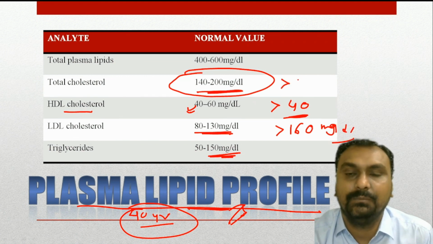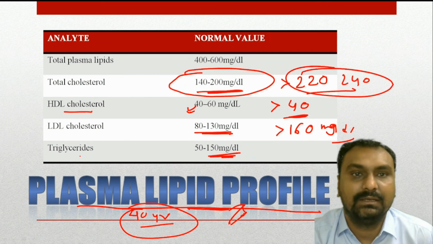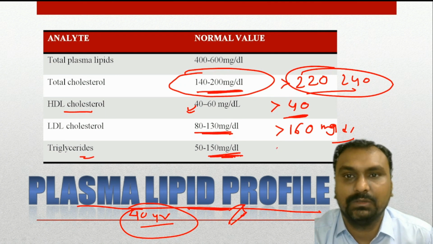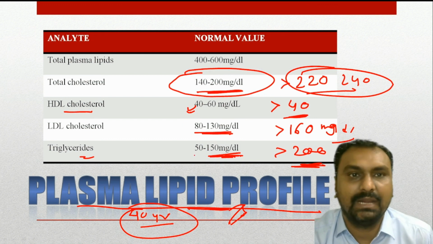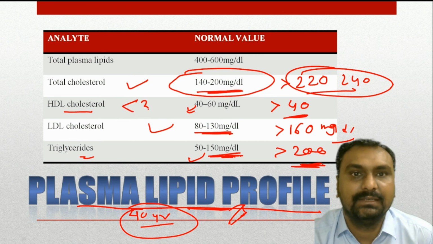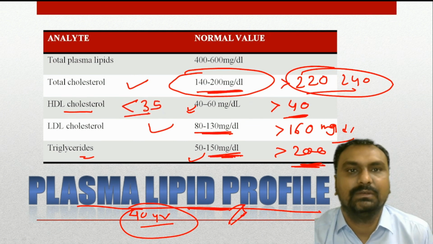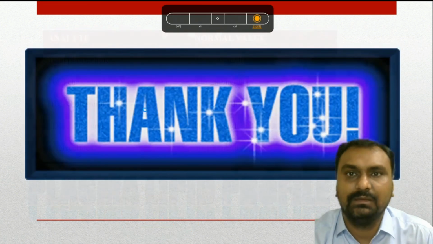If the cholesterol level is more than 220 or 240 milligram per deciliter, it is a risk factor for heart attack. While for triglyceride, if it is more than 150 or more than 200, it is a risk factor. So high values of triglyceride, LDL and cholesterol are risk factors. While for HDL, a low value, less than 35, is a risk factor. So every person should undergo a lipid profile every year after 40 years of age.